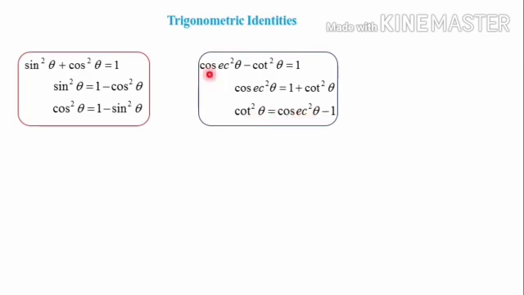So the next set is cosec square theta minus cot square theta equal to 1, cosec square theta is equal to 1 plus cot square theta, and cot square theta is equal to cosec square theta minus 1. And the third identity is sec square theta minus tan square theta is equal to 1.